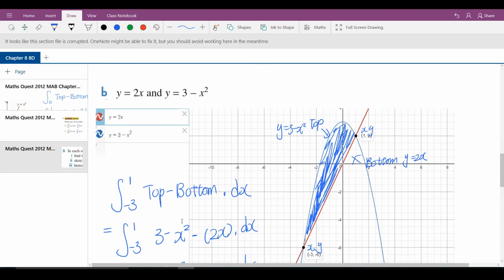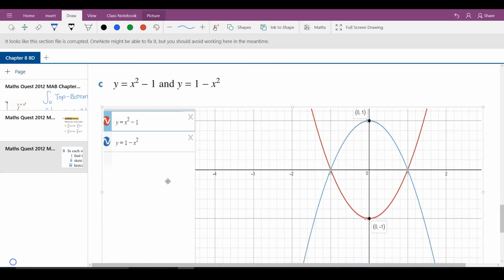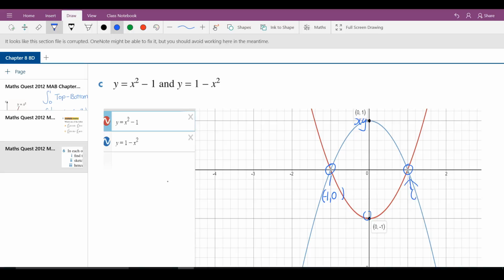Let's go to question C. Alright, question C here. Alright, so let's mark our points down. So this is x, y, and so we don't need these two. We're looking for these two. I forgot. I've jotted the wrong point. Alright, but hopefully you can tell this is -1, 0. And this is 1, 0.